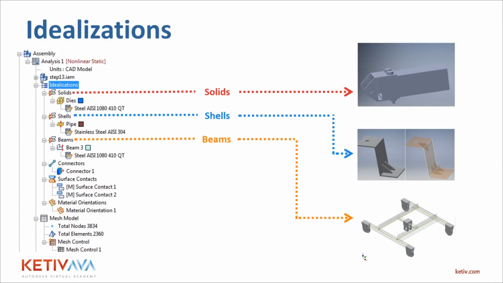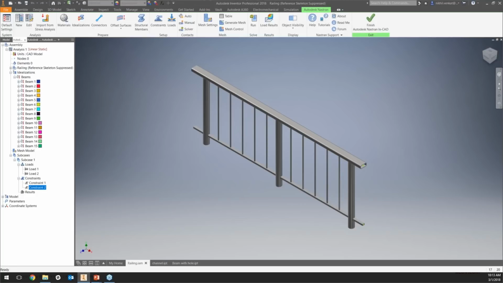Now let's jump into the actual program real quick. And so this is a simple railing, really simple analysis. Now this was created using Inventor frame generators. So this comes in, these beam idealizations are automatically created for us.